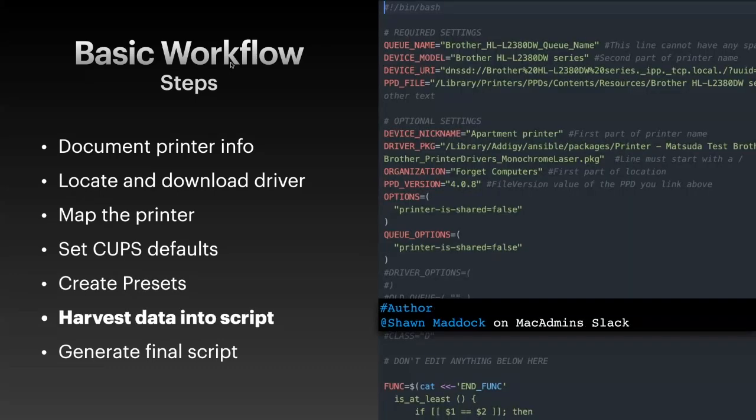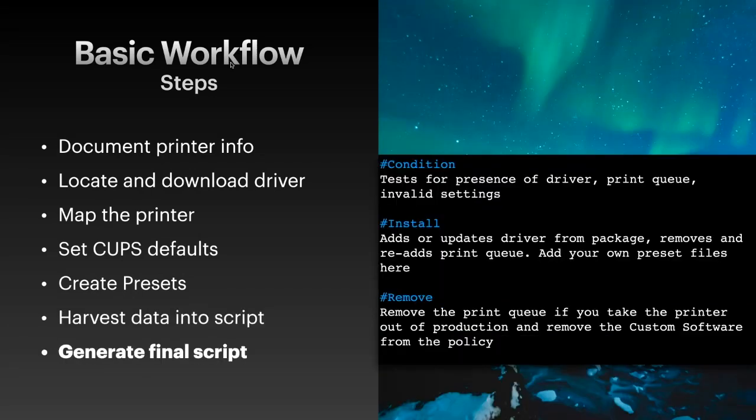Now, once that's all set, we're going to harvest all this information into a script. The script that I've been using was written by Sean Maddock. He's available on Slack. He's a wonderful, wonderful resource for Addigy and many other things. And what we do is we just dump all the information that we've gleaned into this single file. We run the script, and that outputs 3 separate final scripts.